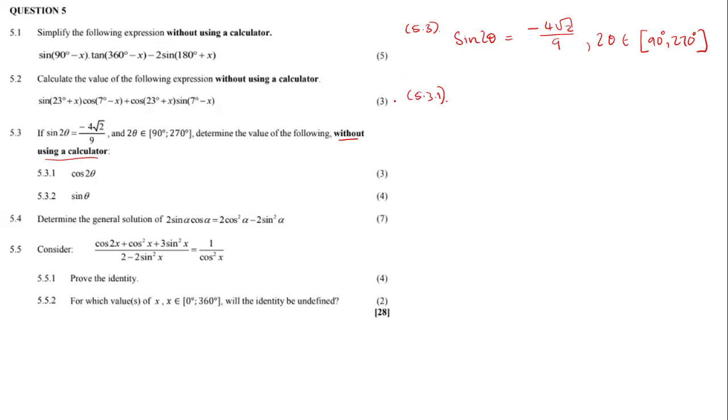5.3.1. So what do we want to calculate? We want to calculate cos 2 theta. Basically, there are two ways on how to solve this question, okay? The first way is by drawing a diagram. The diagram, you have two pieces of information that you can make use of to draw your diagram. Or you can use your identities.